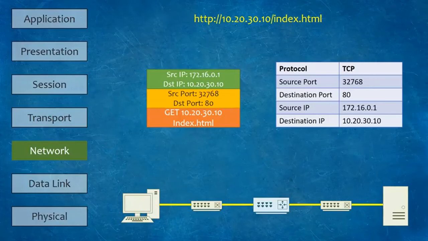But you've probably noticed that the client and server are not directly connected. They're on different networks which are joined by a router. So the packet can't be sent straight to the server. It needs to be sent to the router first.